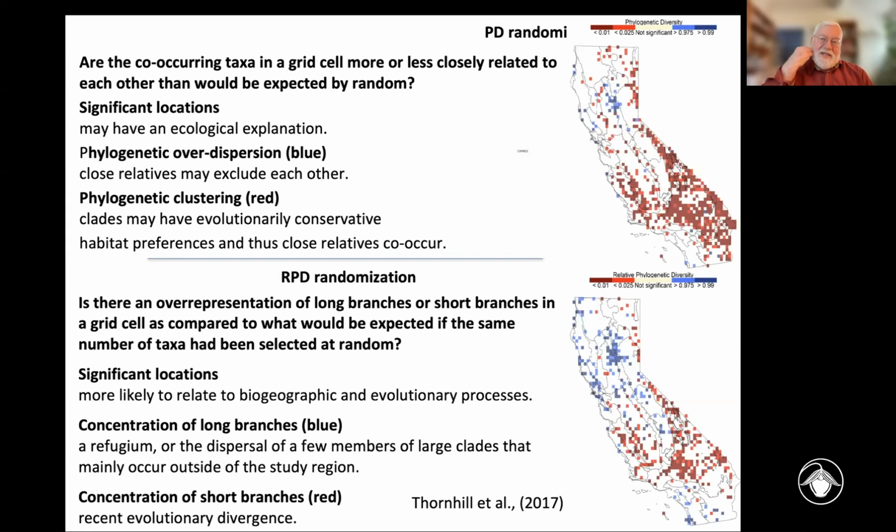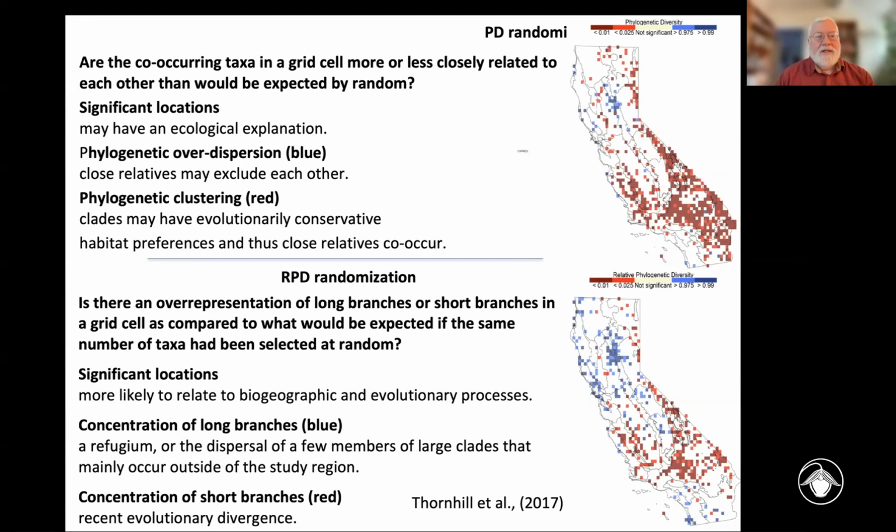The top one is the PD randomization. The red places on the map of California to the right, upper right, the red areas are where the organisms that live together are more closely related to each other than is expected by chance. And arid areas tend to be that way around the globe. It's because the lineages that can live in arid areas are constrained by their traits and their ecology.